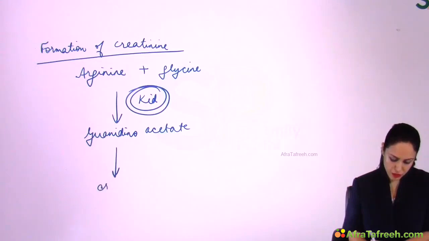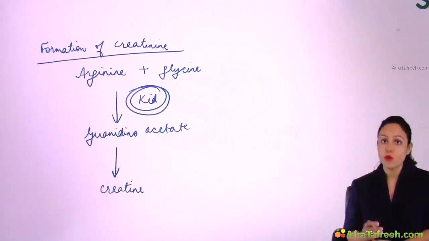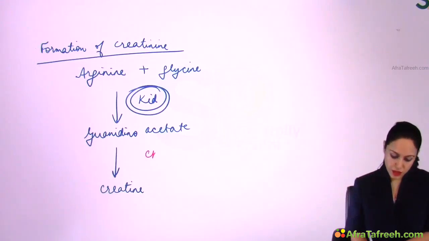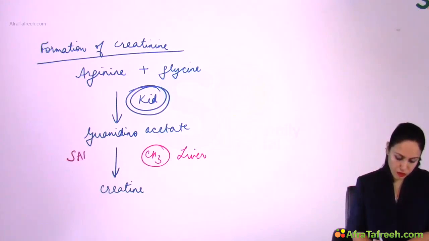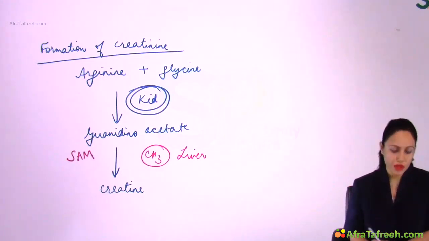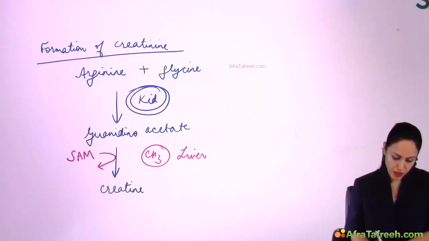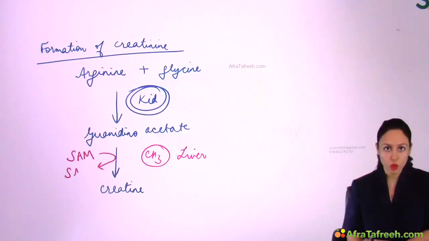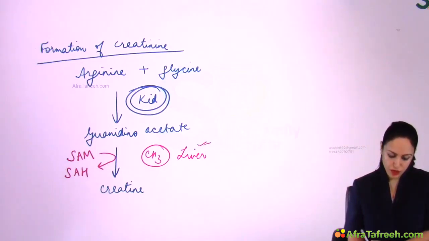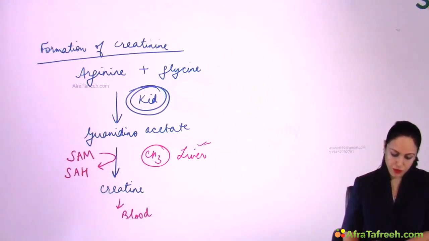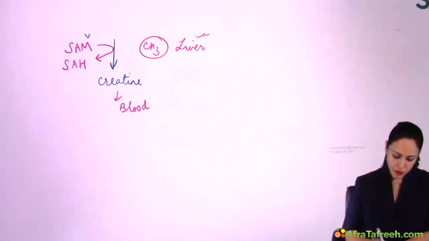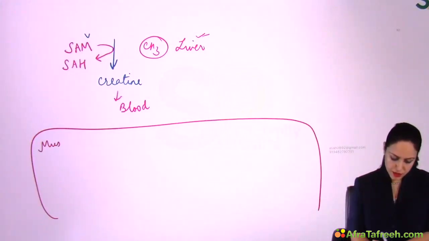Guanidinoacetate will then be converted to creatine. In the formation of creatine from guanidinoacetate, a methyl group is required. This reaction occurs in the liver, and the donor of this methyl group is SAM, S-adenosylmethionine, which after giving the methyl group gets converted to S-adenosyl homocysteine. Now creatine from the liver goes into the blood, and from blood this creatine will be taken up into the muscle. Let's say this is a muscle cell. Here creatine is there in muscles.